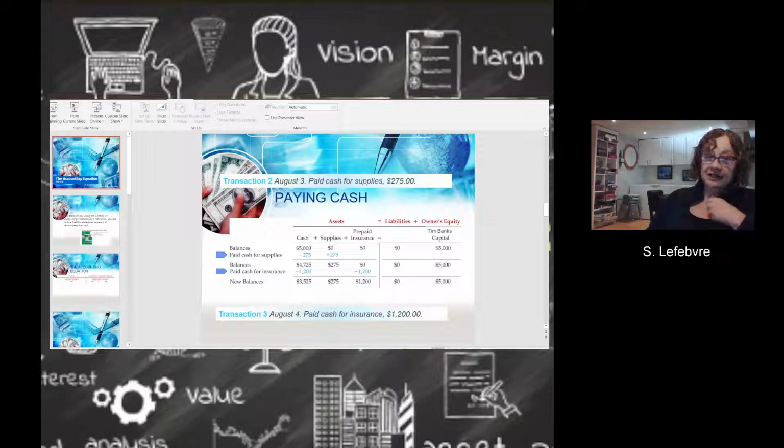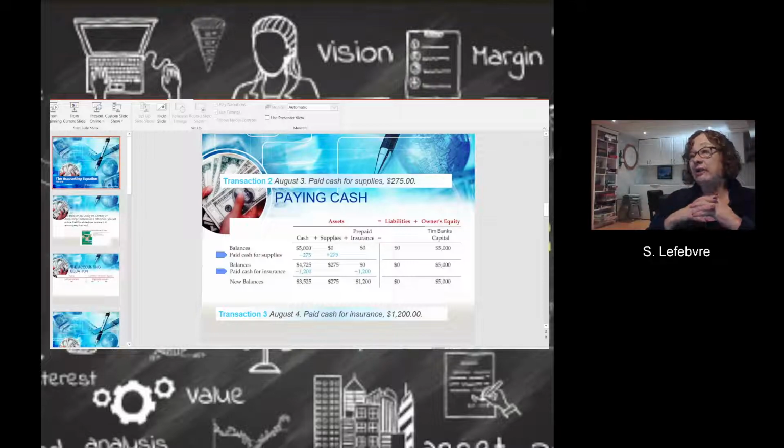Okay, we have a second transaction here, August 4th, paid cash for insurance. Now, you'll notice that our insurance is always called prepaid insurance here. And that's because if you've had to purchase insurance for a car that you might drive, you know that you have to pay your insurance in advance of using it. So you don't pay for insurance after you have used it, because honestly, who would pay the bill after? So you always have to pay for your insurance in advance.